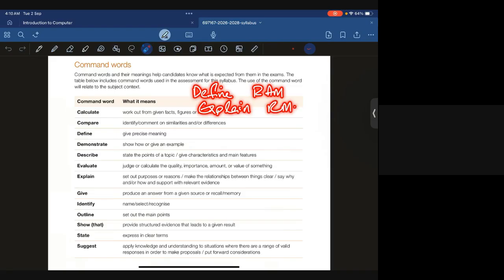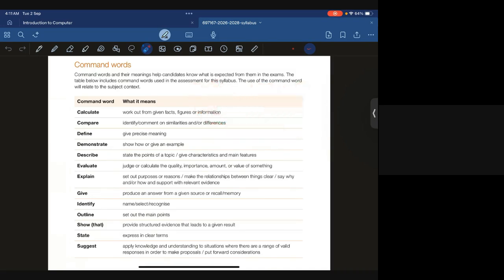explain RAM, or describe RAM. The idea is these are three different questions because they have three different words.